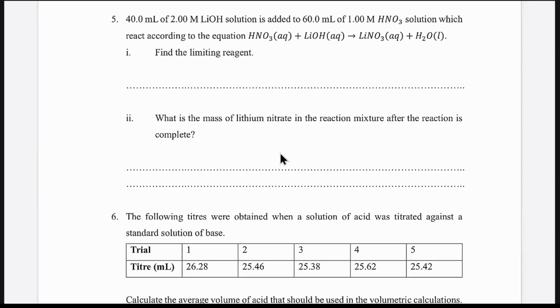Okay, fifth question. This is a proper question. 40 ml of 2 M lithium hydroxide solution is added to 60 ml of 1 M HNO3 solution which react according to the given reaction. Find the limiting reagent. How to do that?